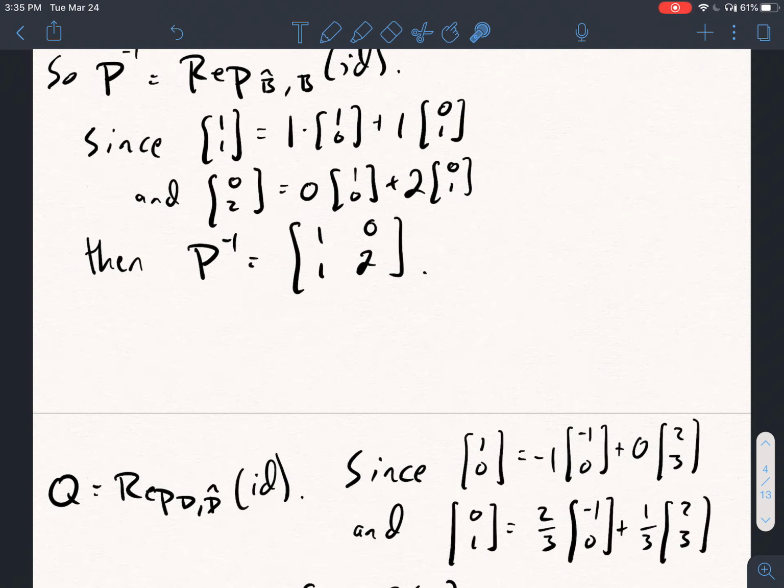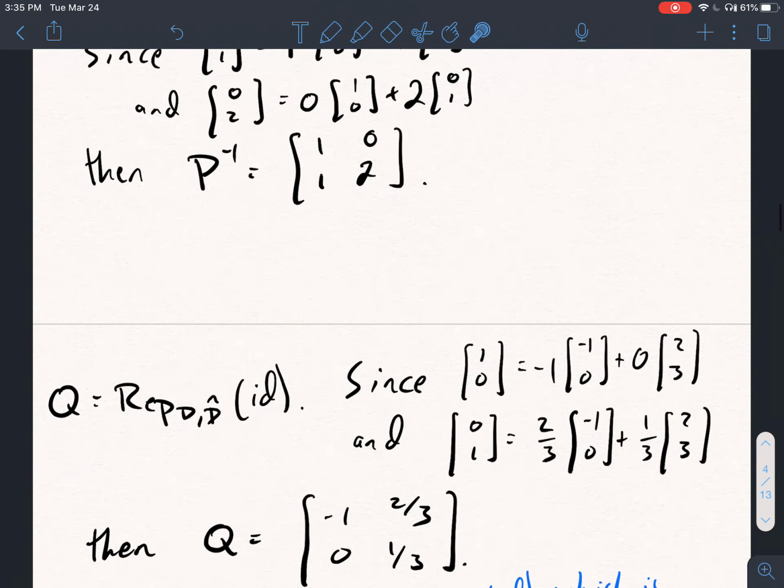And so (1, 0) is equal to -1 times the first vector plus 0 times the second vector. (0, 1) is equal to 2/3 first vector plus 1/3 second vector. Therefore, I can put these representations into this matrix Q to get our representation of the identity with respect to D and D hat. This is our change of basis matrix, changing between D and D hat.